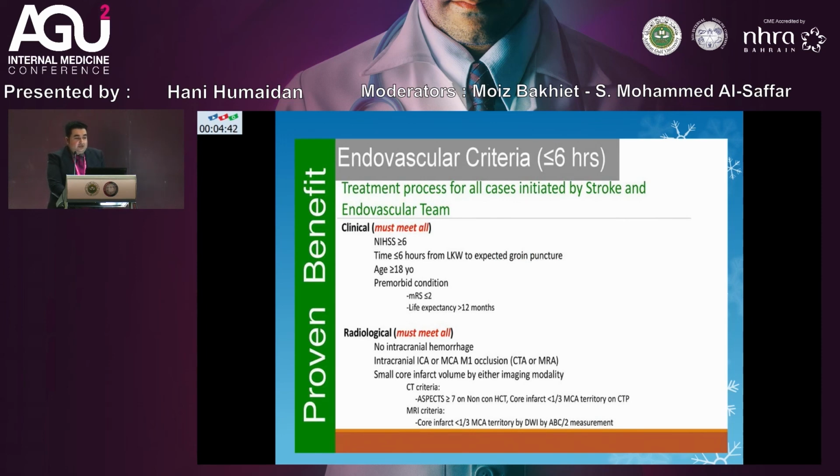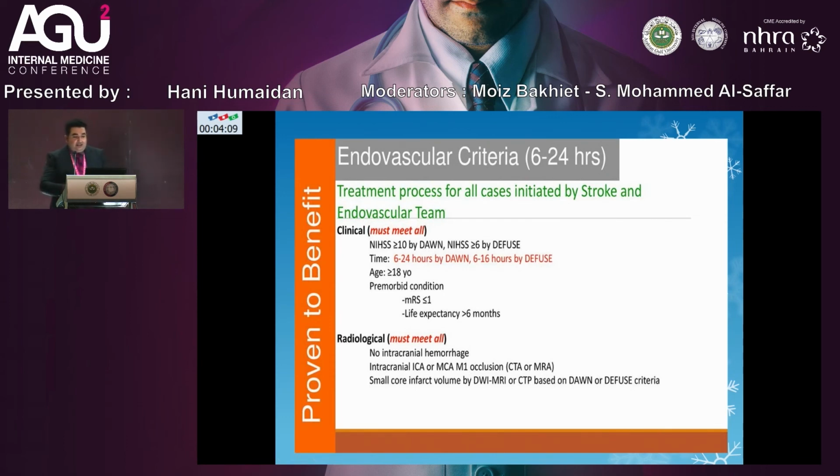Okay, so endovascular criteria with proven benefit. Those with NIHSS score more than 6, time less than 6 hours from last seen well to groin puncture, age more than 18, and premorbid modified Rankin score less than 2. They should be independent, and life expectancy should be more than 12 months. Radiologically, they should have no intracranial hemorrhage and a small ischemic core.